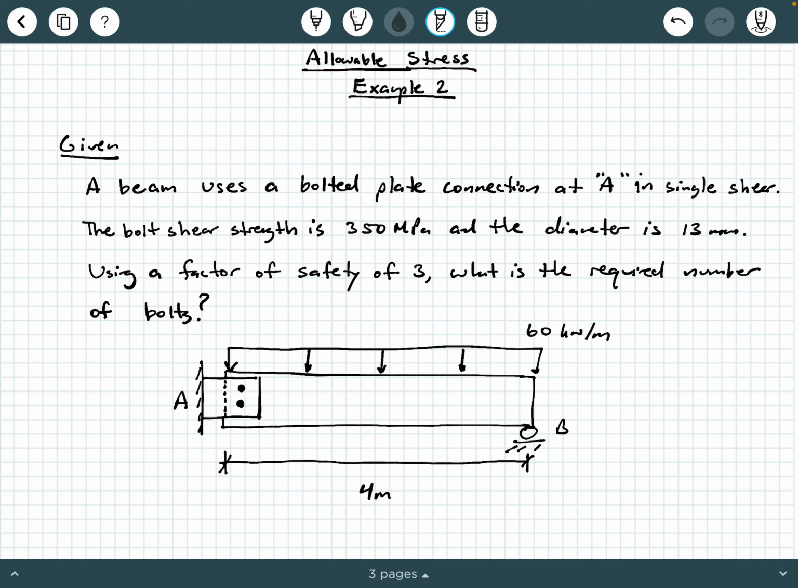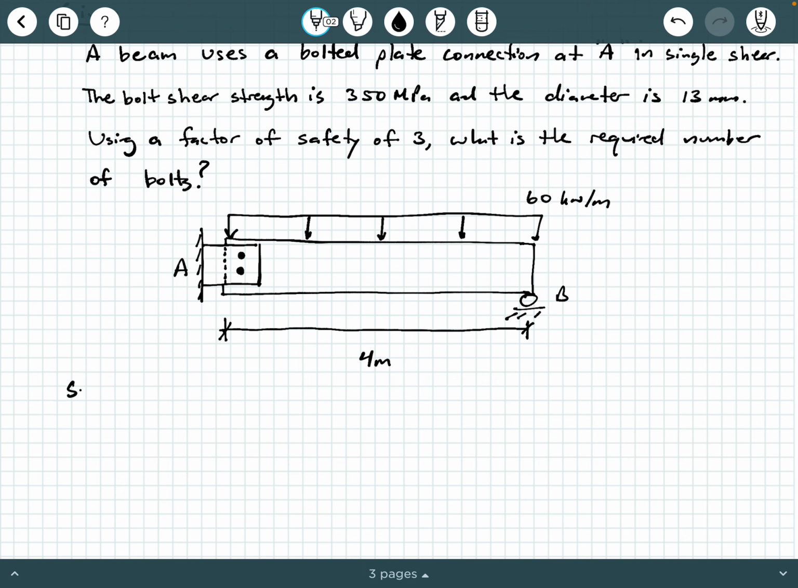If we take a look at this beam, what we have here is a simply supported beam. This bolted plate connection is treated like an external pin connection, like a little triangle shaped support here, an external hinge. And then we have a roller over at B. So this is a simply supported beam supporting a uniformly distributed load of 60 kilonewtons per meter, and the total length of the beam is 4 meters. So that's what we're looking at. Let's go ahead and tackle this.